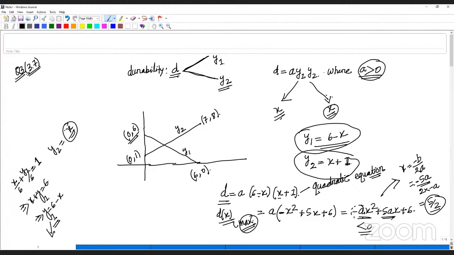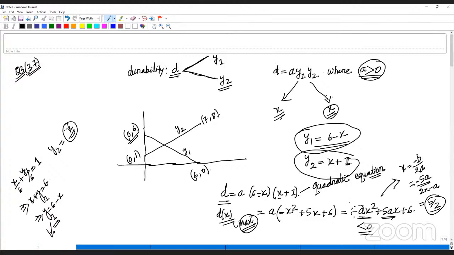So you know at x equal to 5 by 2, the durability of the road is maximum, right? And then you can write y1 and y2 in terms of x. Now I get it. Correct. Okay. Sir, one question on this. This equation that you formed, minus ax square plus 5ax plus b. So this parabola is open upwards or open downwards, sir?